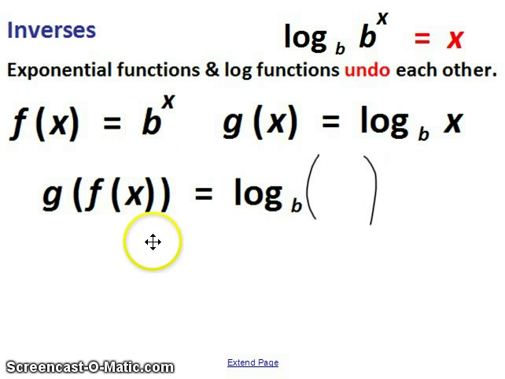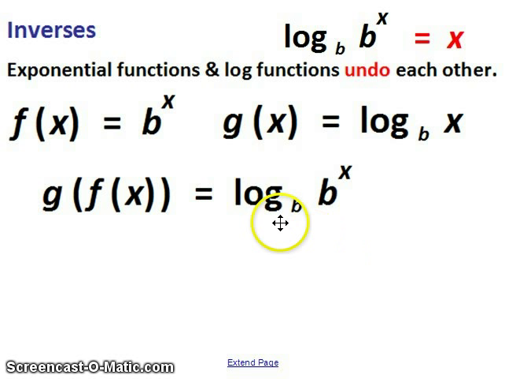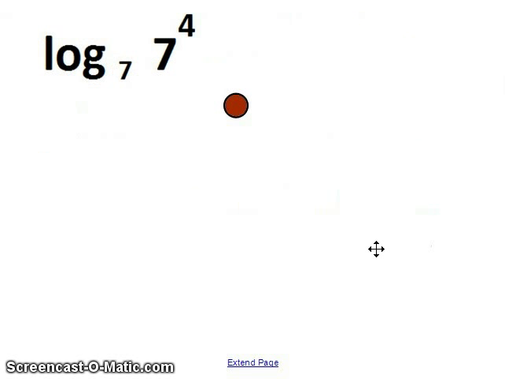Well, remember f of x is b to the x. So there it is, log base b of b to the x. Well, these parens are not really doing anything any longer. They're not protecting anything. Let's get rid of those. And now you see that this matches this rule that we have up here. And sure enough, the result is x. That's the inverse in action here.